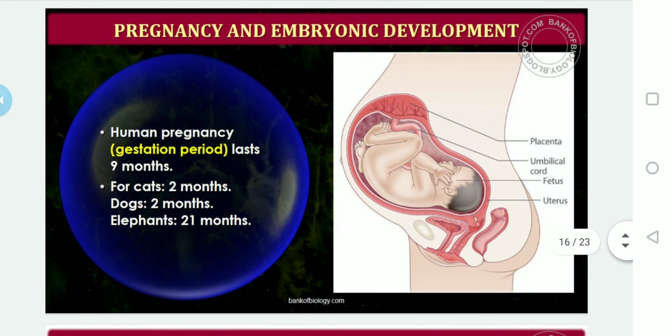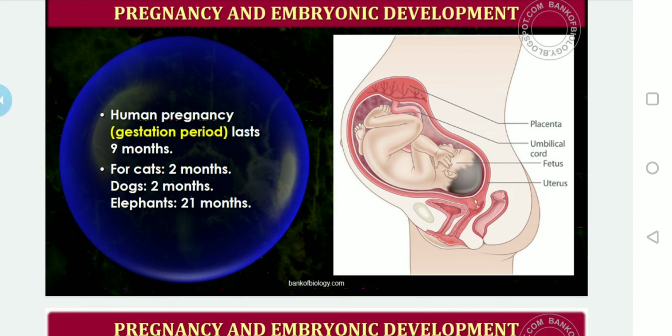Yes. And human pregnancy lasts for 9 months. Generally it is also known as the gestation period. If you take the example of cats, it is about 2 months. If you take the example of dogs also, the gestation period is 2 months. And the longest period of gestation can be identified in elephants, that's about 21 months.